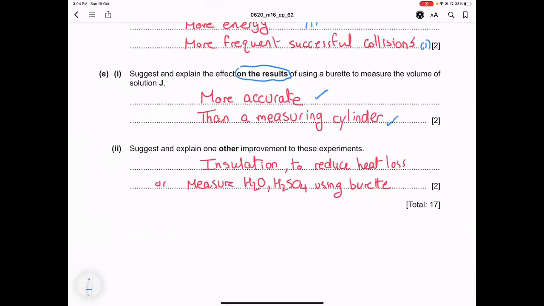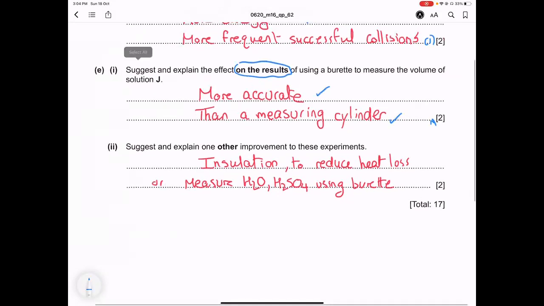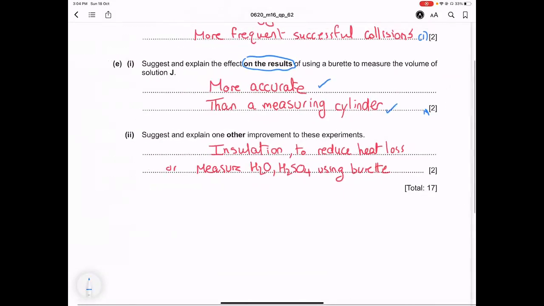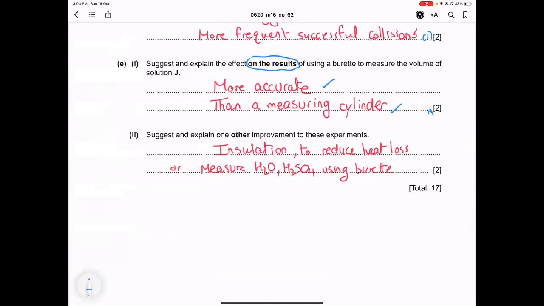Always compare the burette to a measuring cylinder. That's why he always gives 2 marks on this question. Part (ii): suggest and explain one other improvement to these experiments. The best improvement when dealing with any experiment with temperature measurements is to insulate. Just say insulation to reduce heat loss. You can say add a lid, but insulation is the best.